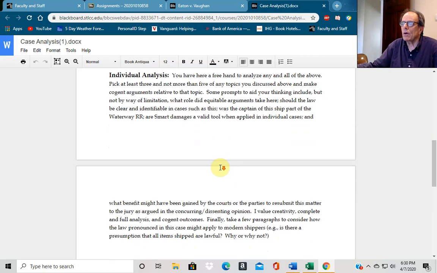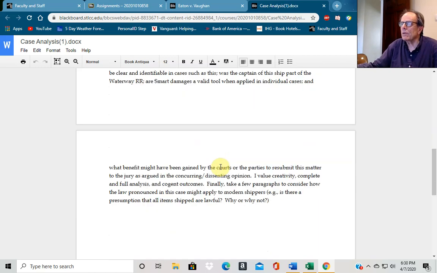I like the idea I have here. Could we look at this case? Maybe it should have been sent back down to the trial court for them to go over the smart damages as well as the value of the slave damages.